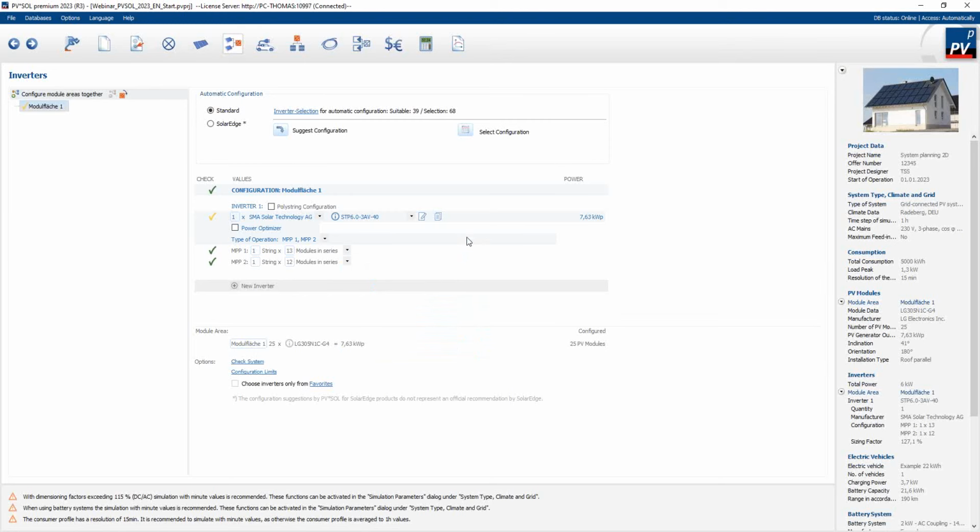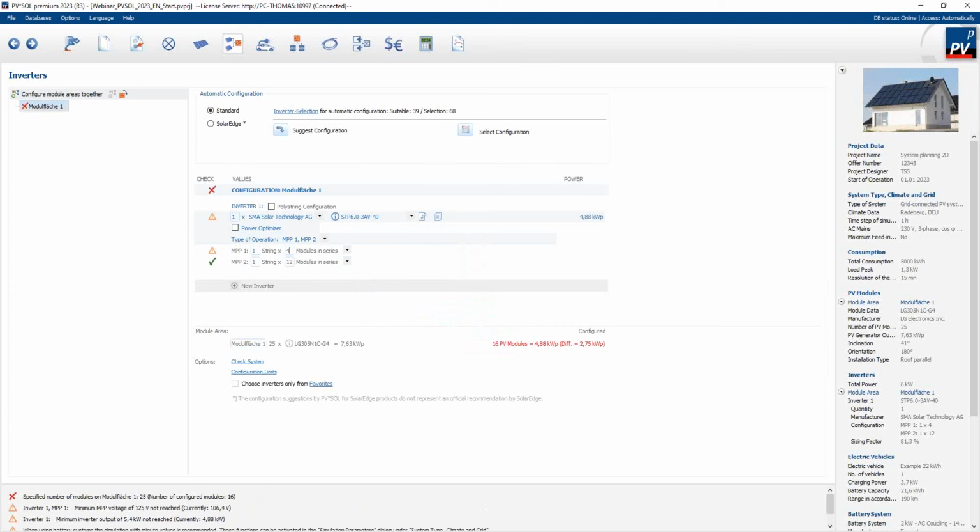And if we change it, for example, to the lower number here for 4, then we get immediately information that something went wrong. And you can see it also here in our information bar on the bottom edge of the window. The specified number on our roof is 25, but we have only configured 18.